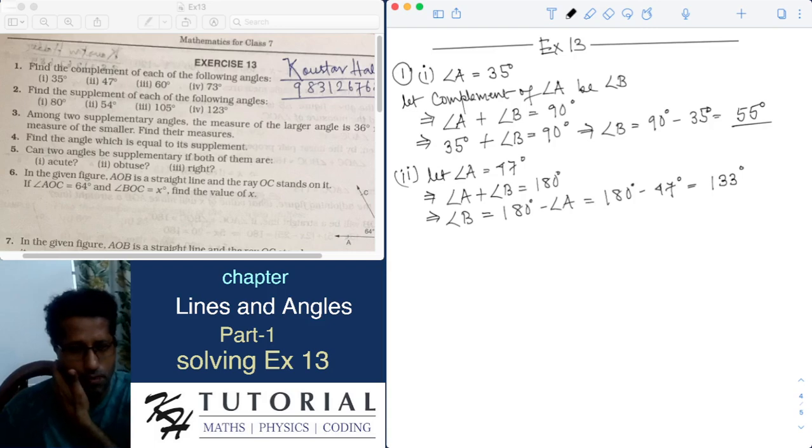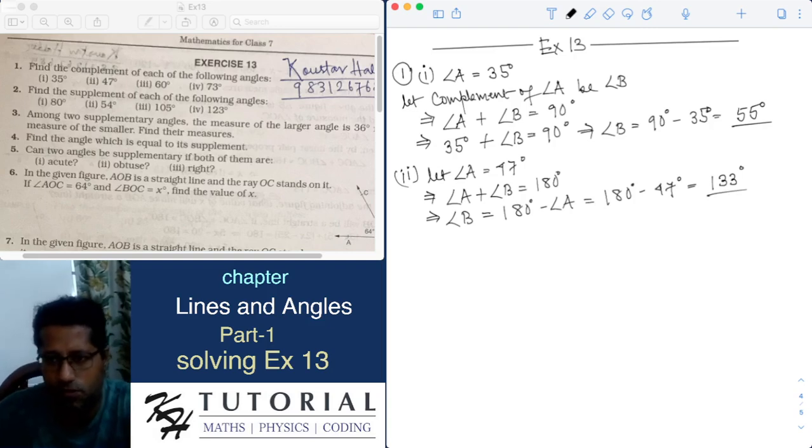Now, I am not really focusing on the calculation, so I might make some calculation mistakes. If you see any calculation mistake, please let me know in the comment section. I will appreciate that. So this is the complement of angle 47.